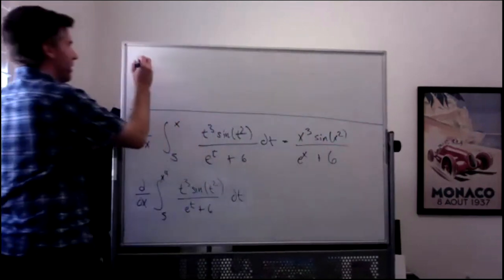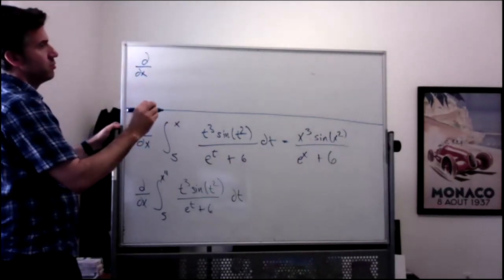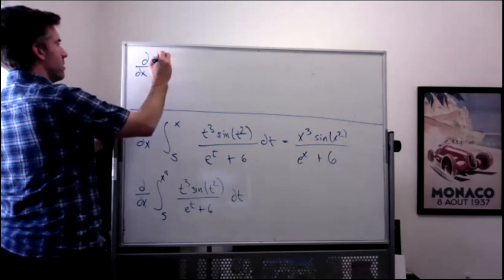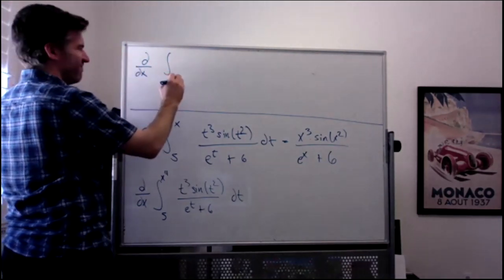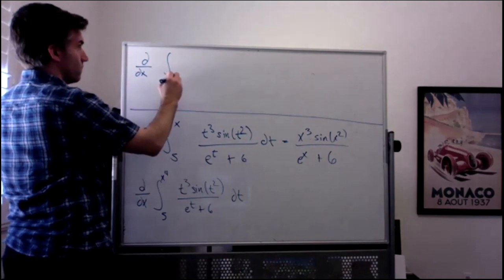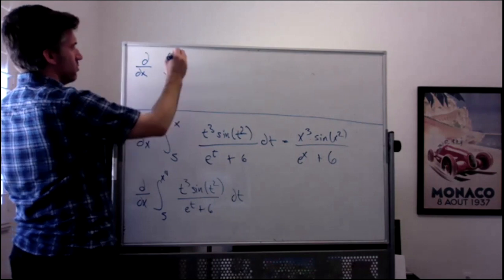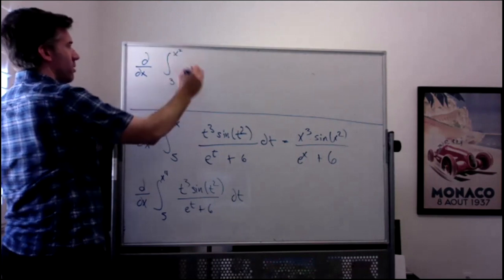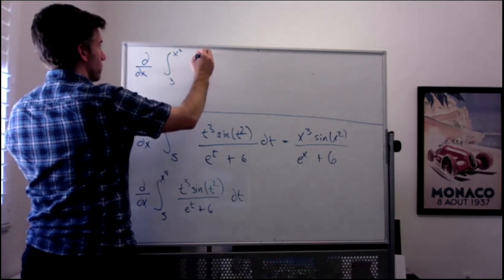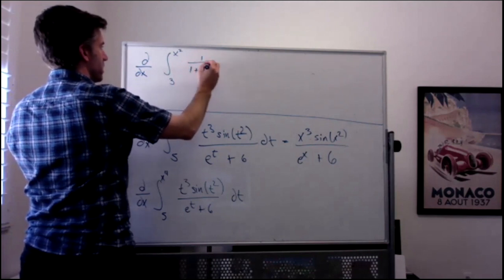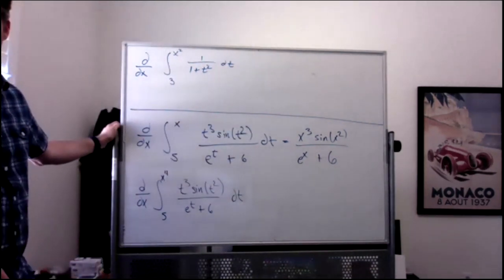So what if I wanted to find the derivative of, say, be careful here, the integral from 3 to x squared of 1 over 1 plus t squared dt.